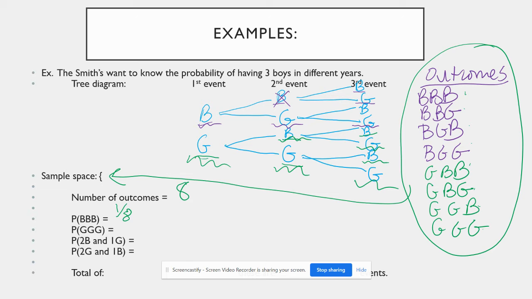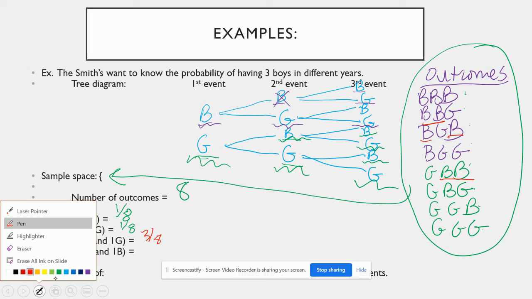The probability of it being all girls. Well, there's only one possibility of all girls, and that's here at the very bottom. So that is, again, 1 out of 8 possible. The probability of having 2 boys and 1 girl. Now, it doesn't say what order. So it just says we have to have 2 boys and 1 girl. So boy, boy, girl; boy, girl, boy; and girl, boy, boy. And that's it. So I have 1, 2, 3. 3 out of the 8.